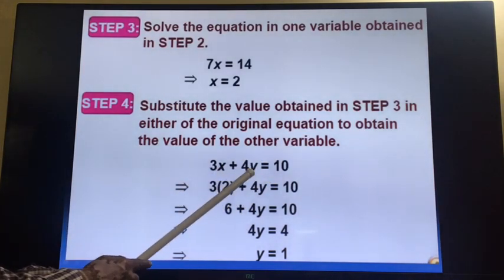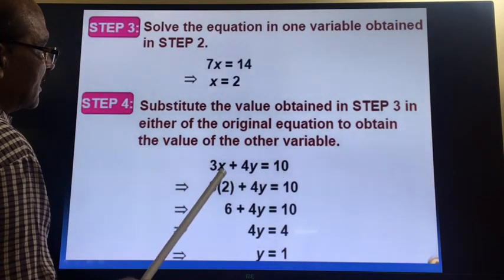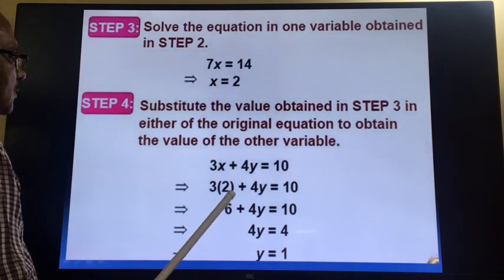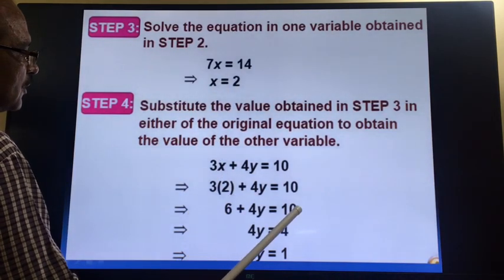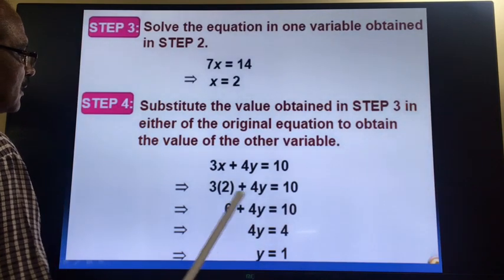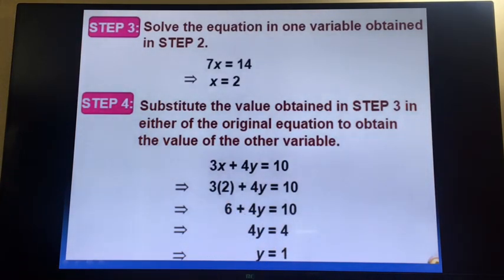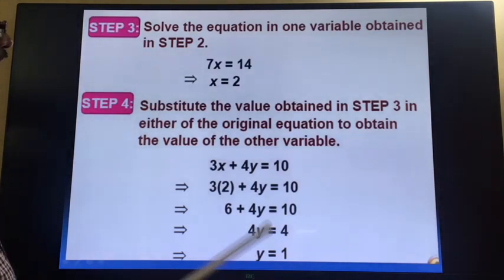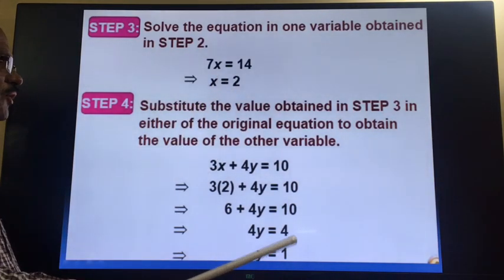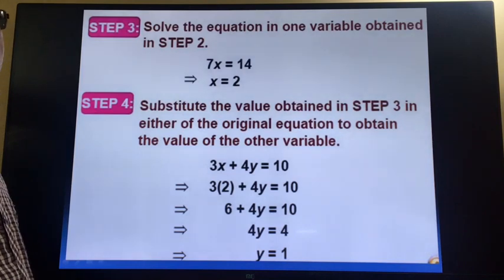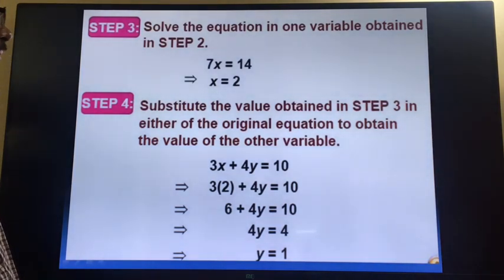So 3x plus 4y is equal to 10. In place of x we will write 2. So 3 into 2 is equal to 6, plus 4y is equal to 10. So 4y is equal to 10 minus 6, that is 4. So 4y is equal to 4 and y is equal to 1. So we got the answer x is equal to 2 and y is equal to 1 by the elimination, equating the coefficient method. So these are the steps.